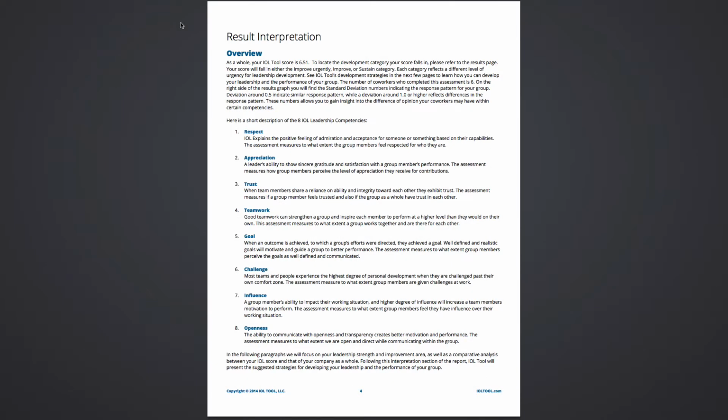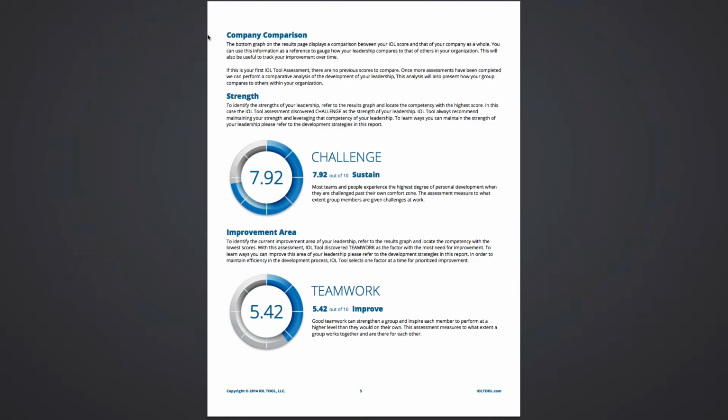On the next page of the report, you will find an interpretation section that assists you in reading the results. It walks you through the meaning of the standard deviation numbers and provides a description of the 8 IOL leadership competencies. As you move along the report, you are given a more in-depth look into the company comparison feature that also allows you to track improvement over time when you've completed multiple assessments.